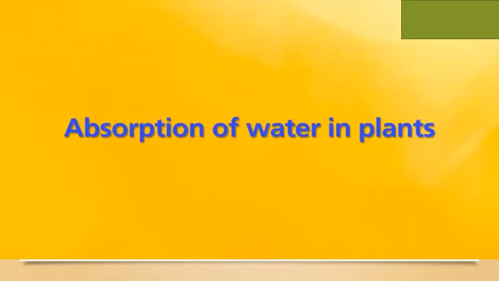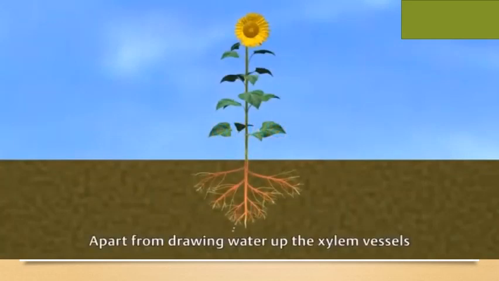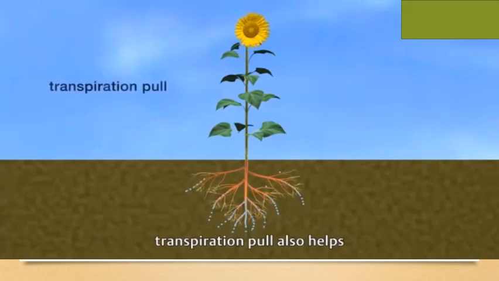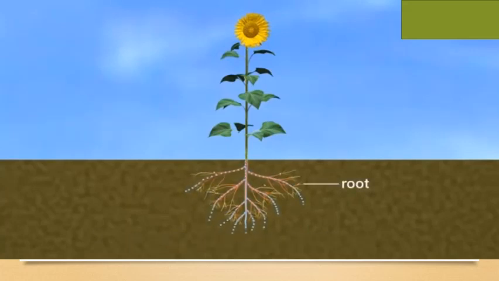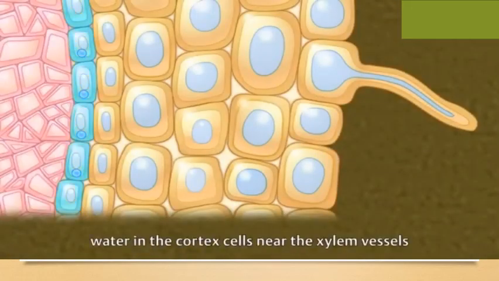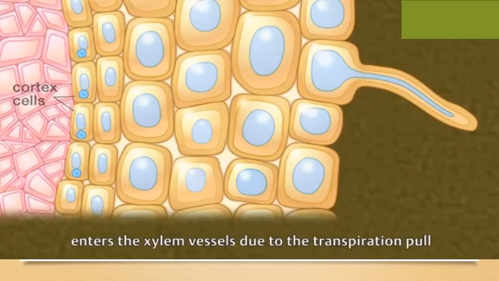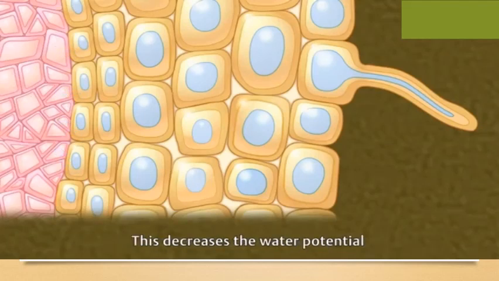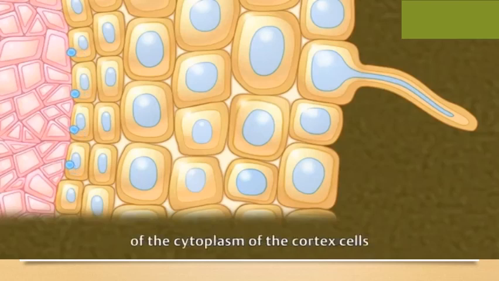Absorption of water. Just watch this animation: how water is absorbed by plants. Here, apart from drawing water up by the xylem vessels, transpiration pull also helps the absorption of water by the roots. You can see in the root, water in the cortex cells near the xylem vessels enters the xylem vessels due to the transpiration pull.